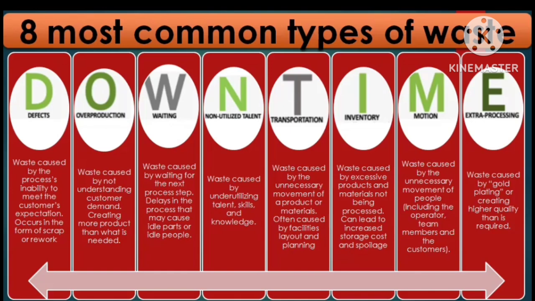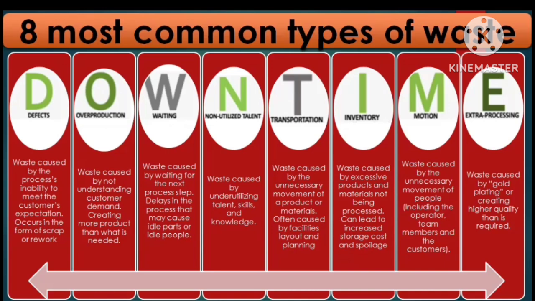So the most common 8 types of waste that we have, we commonly call it as DOWNTIME. Here D represents defect, O as in overproduction, W as in waiting, N as in non-utilized talent, T as in transportation, I as in inventory, M as in motion, E as in extra processing.